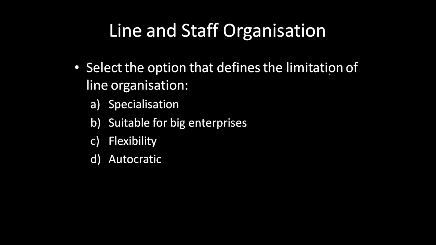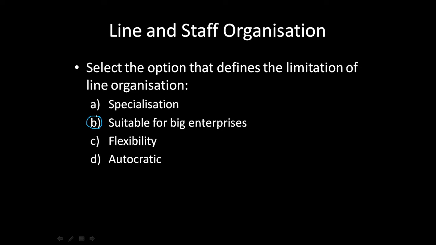Let us move to the next one. Select the option that defines the limitation of line organization. Specialization, suitable for big enterprises, flexibility, autocratic. Which is the one that defines the limitation of line organization? The answer is B, suitable for big enterprises.